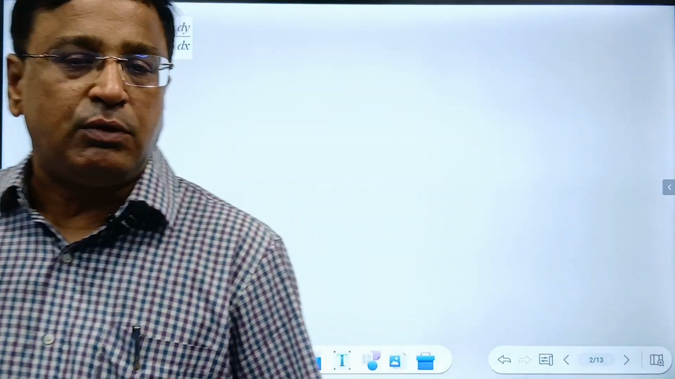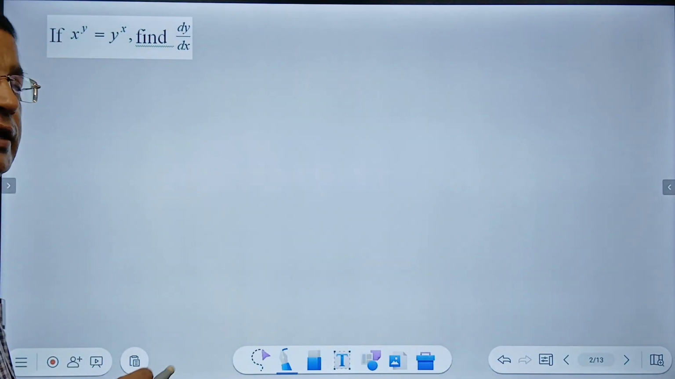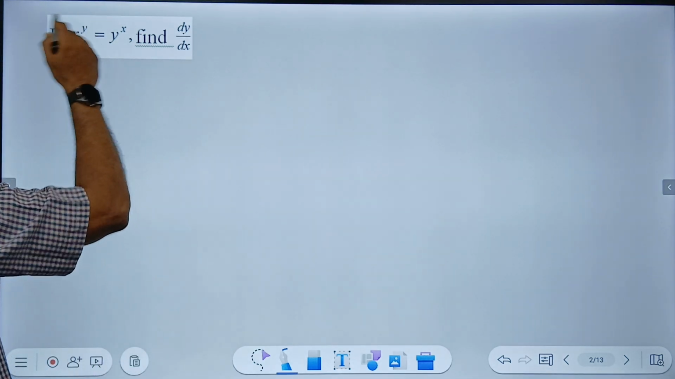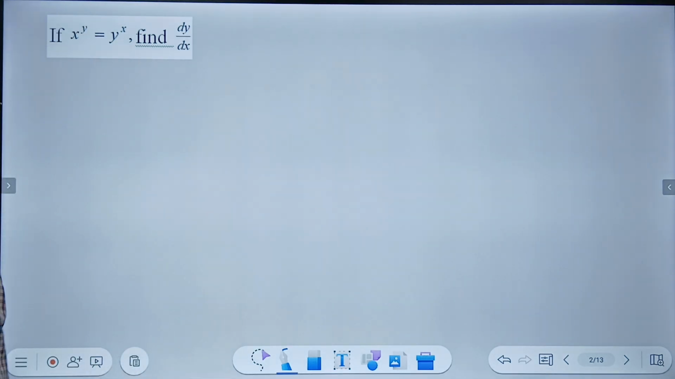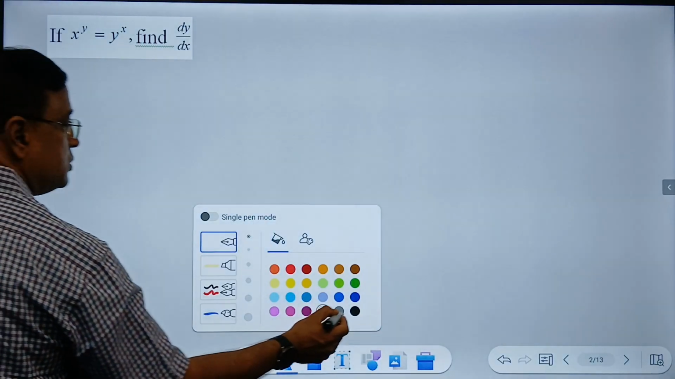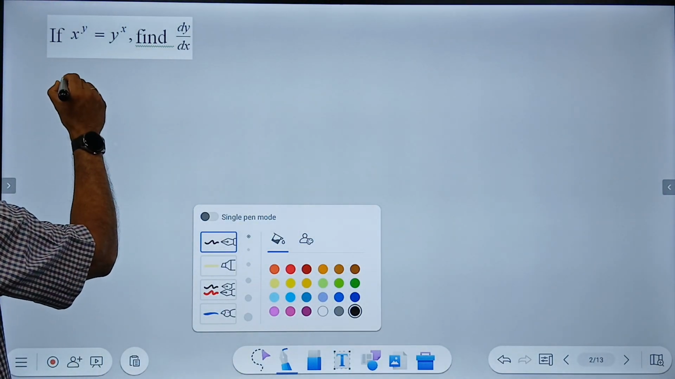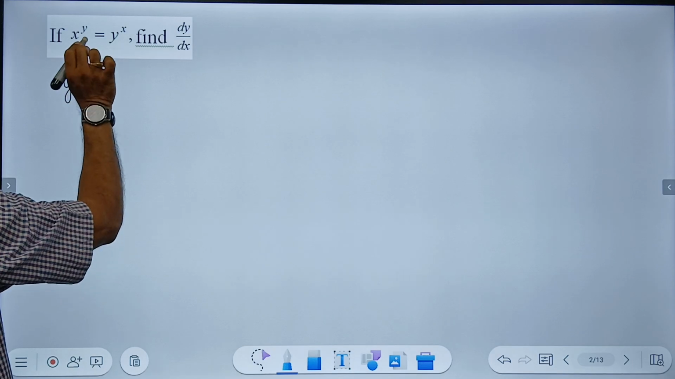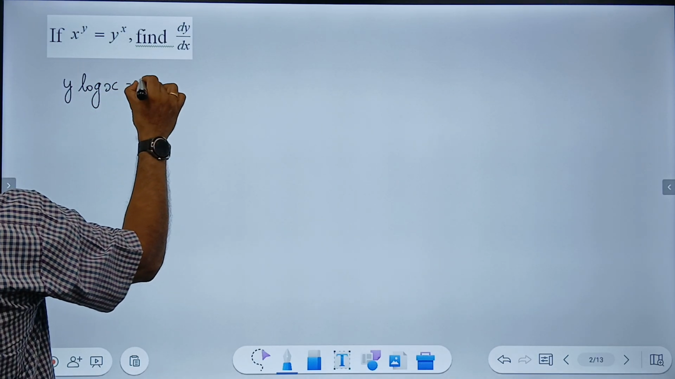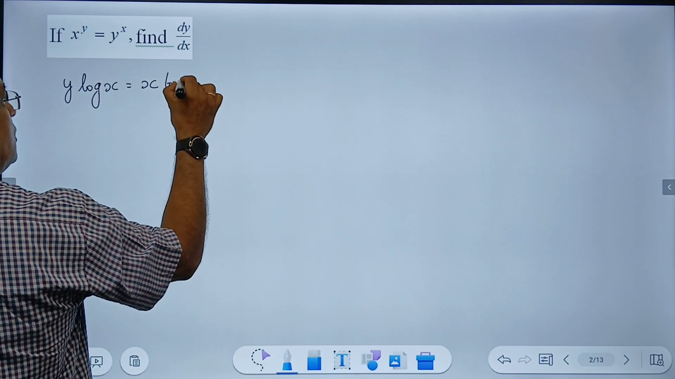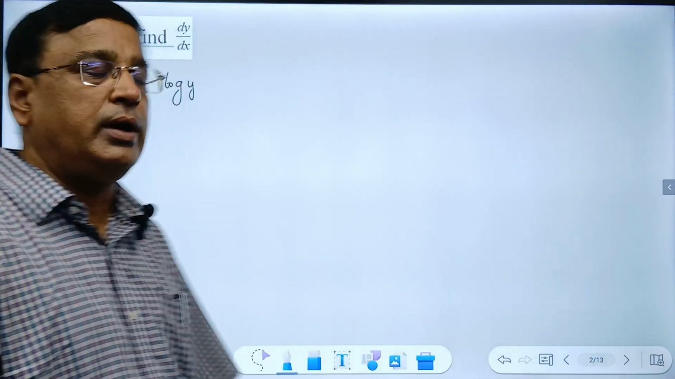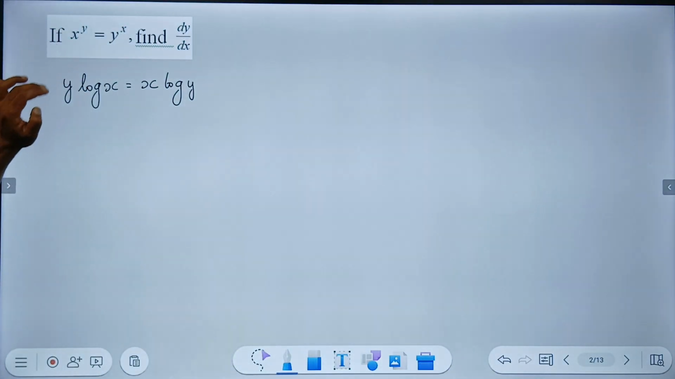If you have x power y equal to y power x, how do you find dy by dx? Now clearly, if you notice, you have a variable raised to the power of a variable. So you have to take log on both sides. When you take log on both sides, I get y log x equal to x log y. Y log x is equal to x log y. Log a power n is n log a.